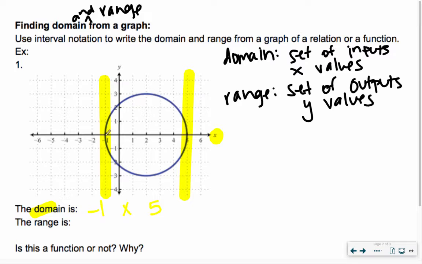Now, it actually touches the -1, so it could be equal to -1. It could also be equal to 5, or it can be anything in between. Okay, because look, it touches here and here, right? It goes all the way. So the symbols you're going to use are these, less than or equal to.